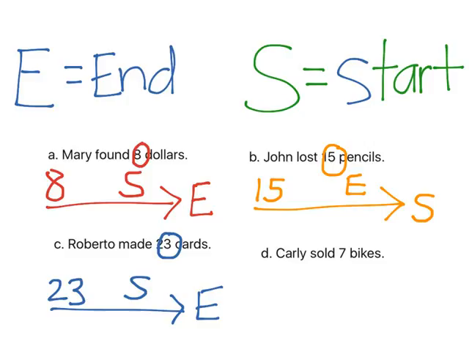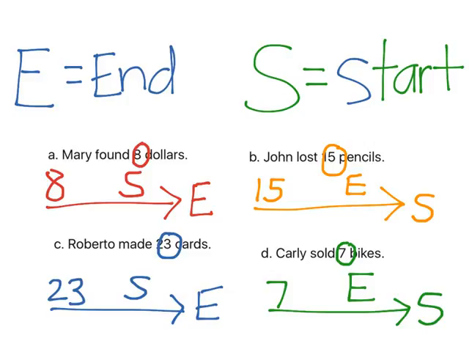In the last problem, Carly sold 7 bikes. 7 tells me how many more or less. Then I read it without that number. Carly sold bikes. If Carly sold bikes, she ends with fewer bikes or less bikes. If Carly ends with a lesser number of bikes, Carly ends with a smaller number. So E must be small, and S, for start, must be big.